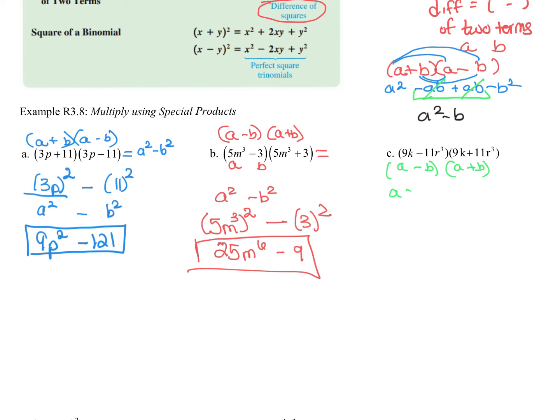Here's my a minus b. Here's my a plus b. So my a is 9k. My b is 11r cubed. So then I'm going to do a squared minus b squared. So I'm going to have 9k squared minus 11r cubed squared. So this becomes 81k squared minus 121r to the 6th.